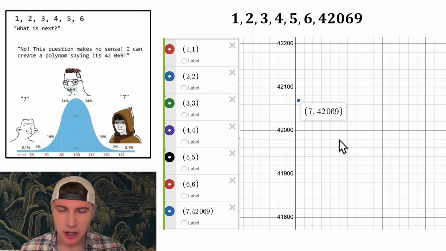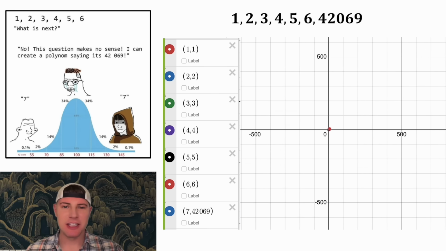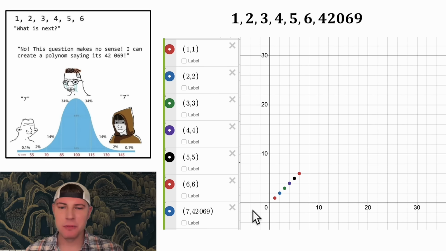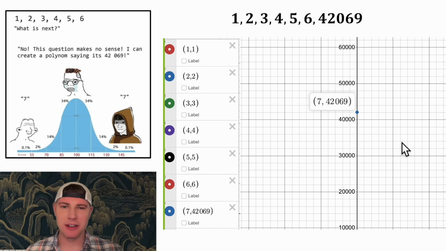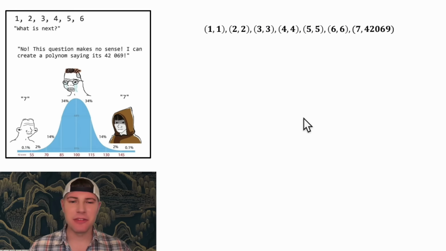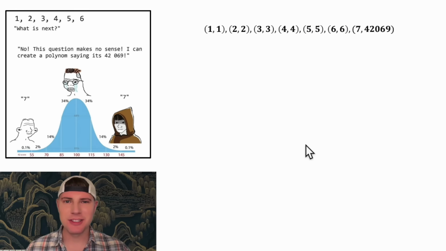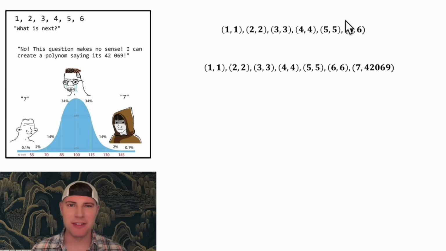That's 7, 42,069. So let's see, how do you find an equation that'll go through all of these points down here, but then also this one way up here? So we're trying to find some equation f of x that'll go through all of these points. Well, first let's deal with 1, 2, 3, 4, 5, and 6. That'll just be f of x equals x. The term value is equal to the term number.